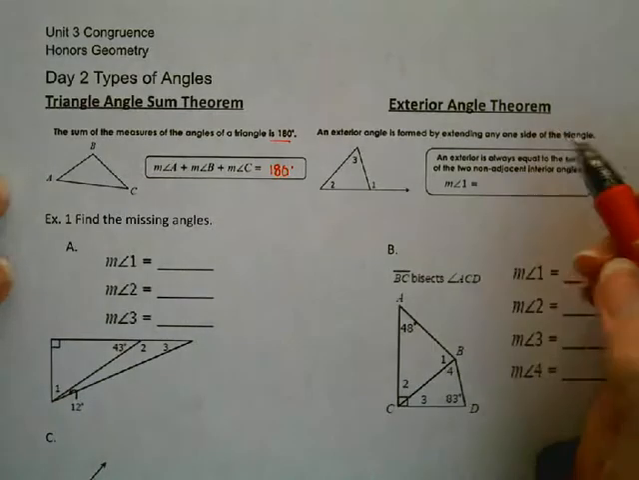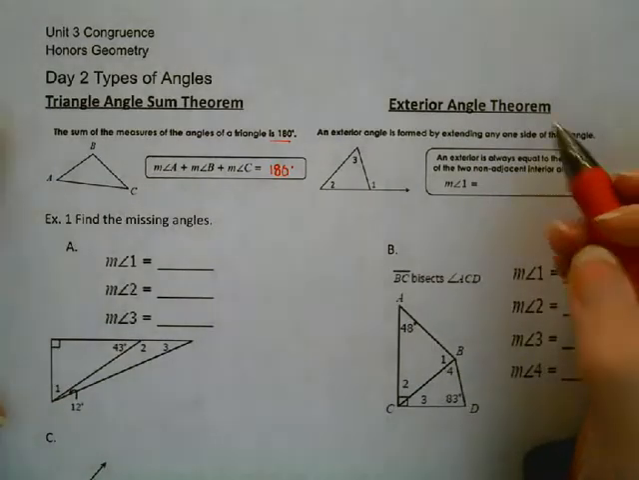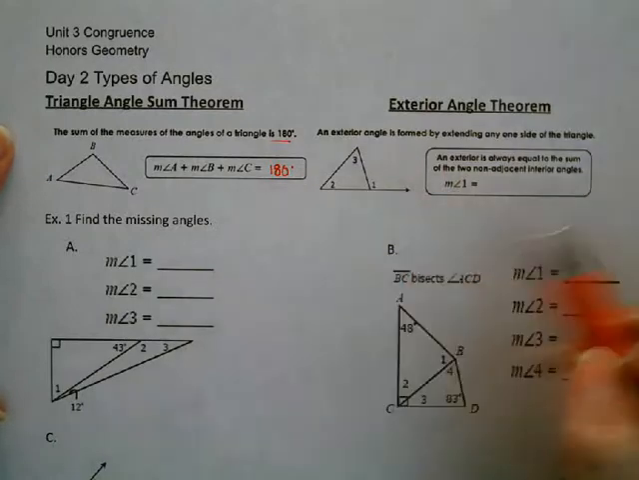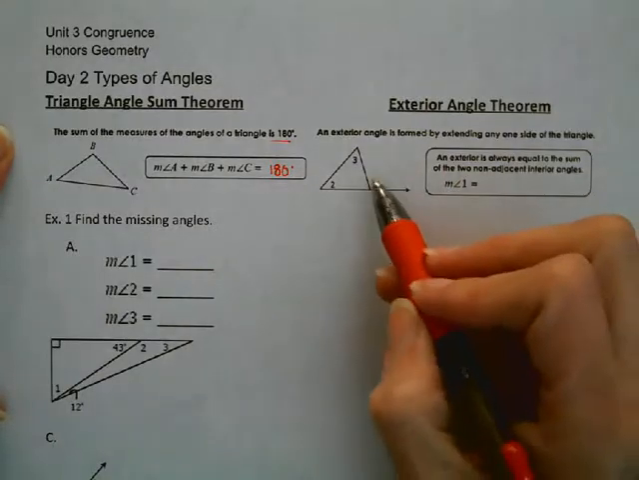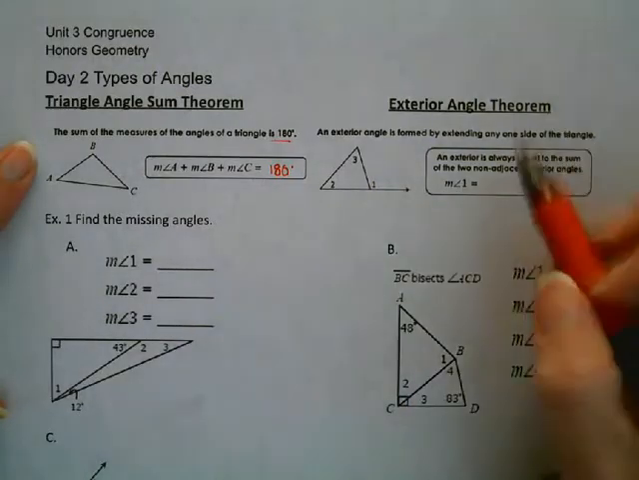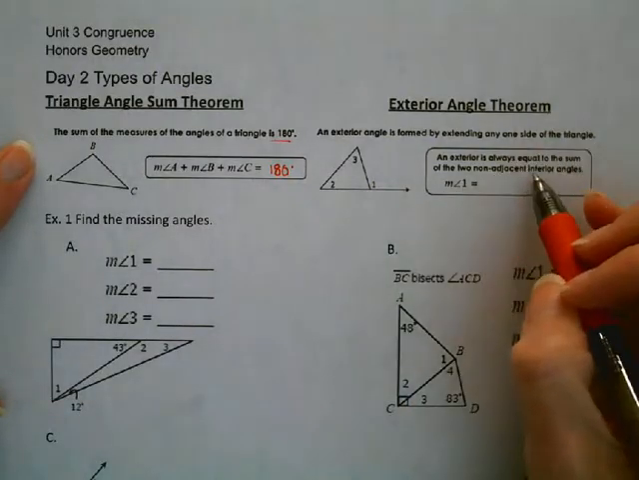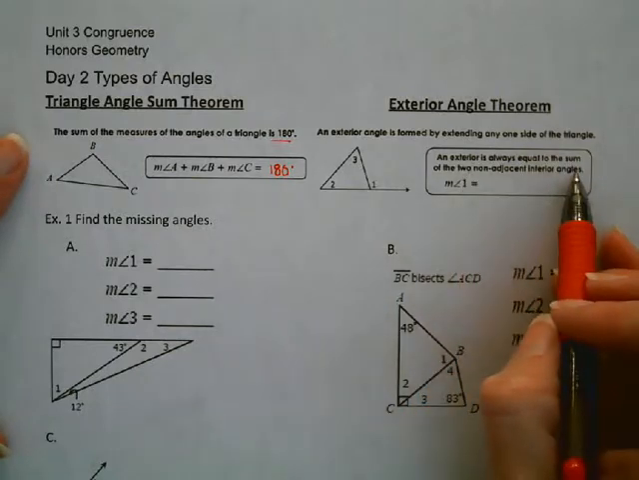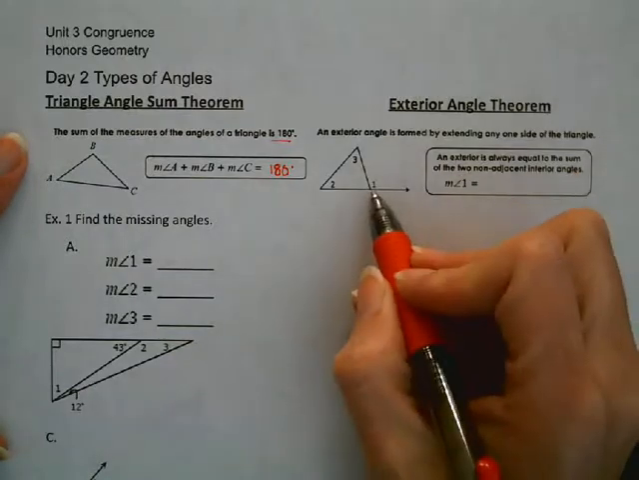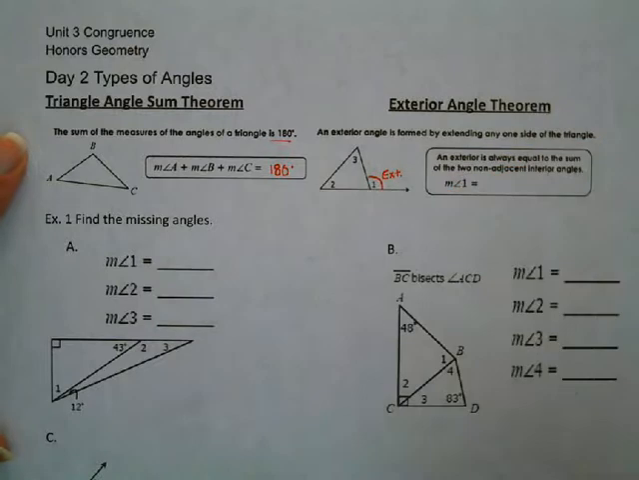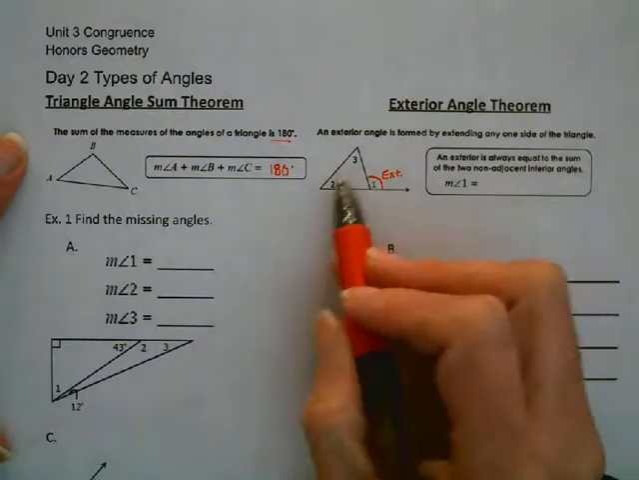The exterior angle theorem says the exterior angle is formed by extending any one side of a triangle. We talked about last time this being the interior angle, and this being considered the exterior angle. It's on the outside of the triangle. An exterior angle is always equal to the sum of the two non-adjacent interior angles. Non-adjacent means the angle is not next to it. So in this case, angle 1 on the outside, our exterior angle, is equal to the sum of those other two interior angles.